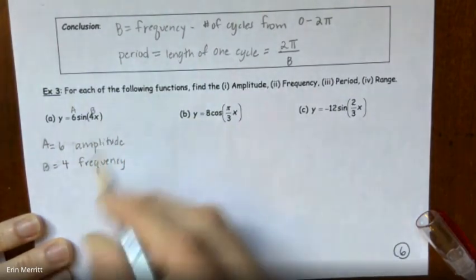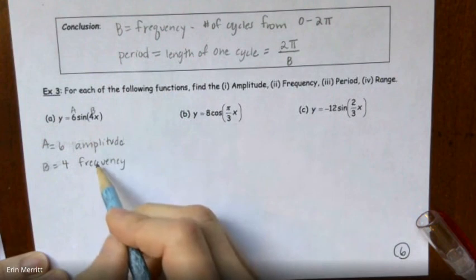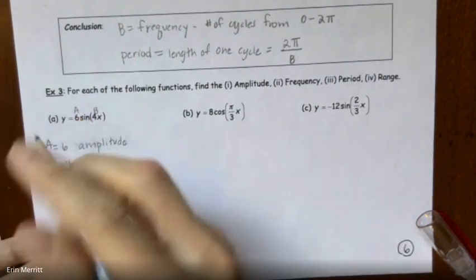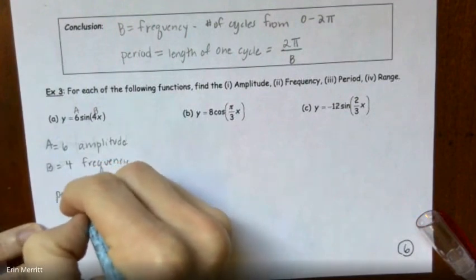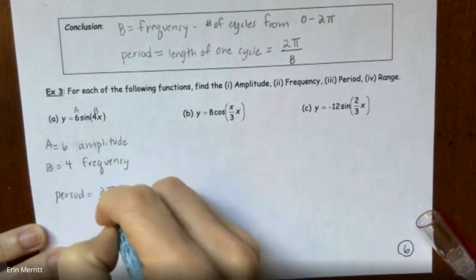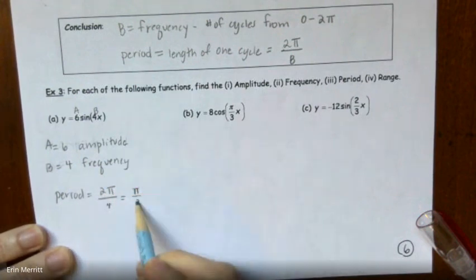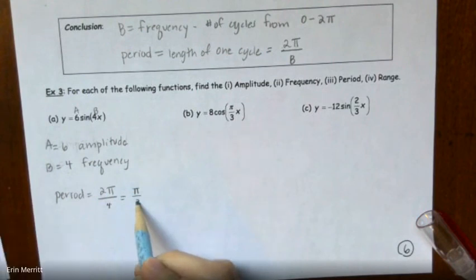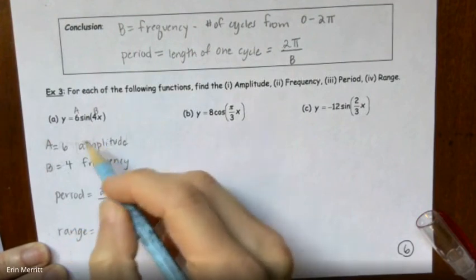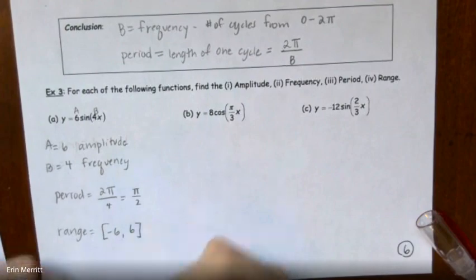Right, so visually, it's going to stretch all the way up and down to 6. Frequency-wise, I'm going to see 4 little cycles from 0 to 2 pi. So what else does that affect? That means the period is equal to 2 pi divided by that B value. And we're going to see each little cycle has a length of pi over 2. That's the period there. And then the range, because of that big old stretch, it's going to go all the way down to -6, all the way up to +6.